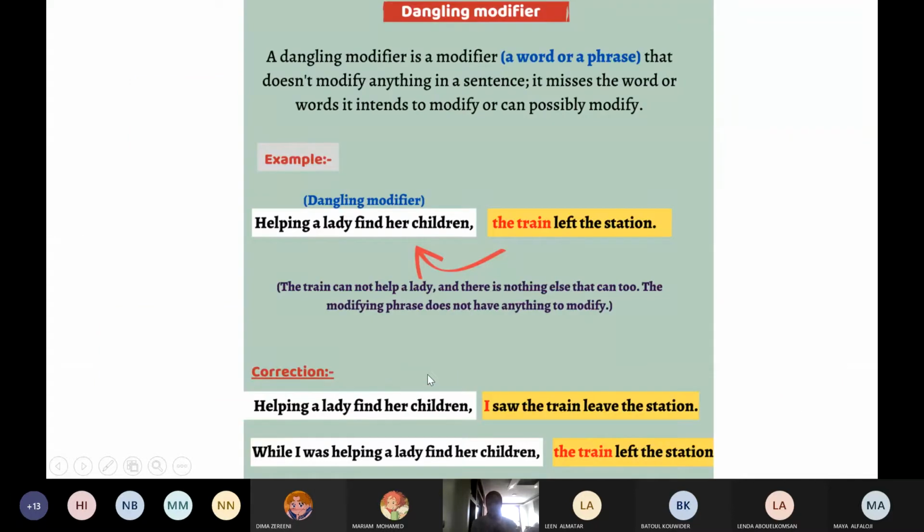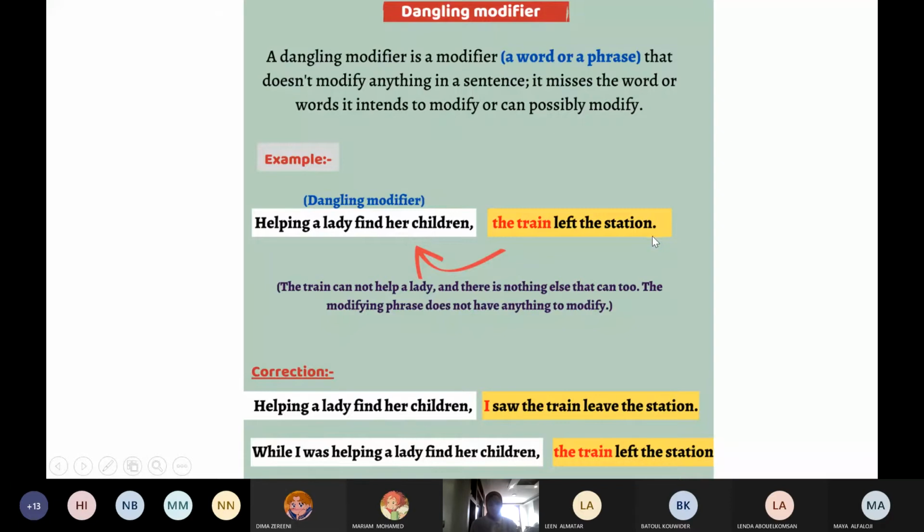A dangling modifier is a modifier, again, a word or phrase, okay? It doesn't modify anything in the sentence. It misses the word or words it intends to modify or can possibly modify. There is a modifier, but no modifying word. Helping a lady find her children.